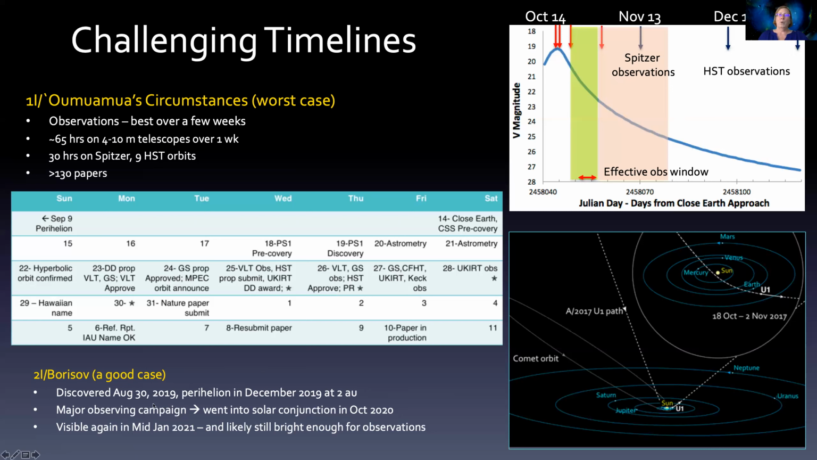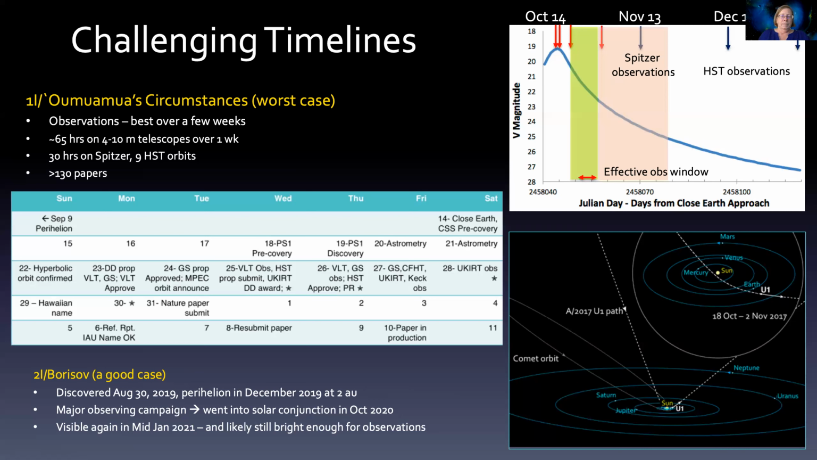It was discovered prior to perihelion. It wasn't coming as close to the sun. 1I came inside the orbit of Mercury. Borisov only came to 2 AU, which meant it's not moving as fast at perihelion. And so it was also better placed for observing. So it's had a continuous observing campaign from about August 2019 through September of 2020. And it's coming out of solar conjunction this month and will be observed again by HST.